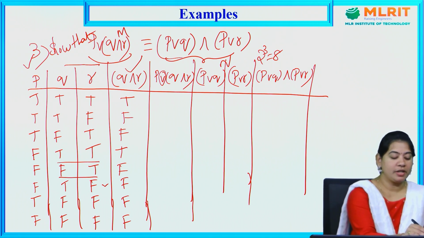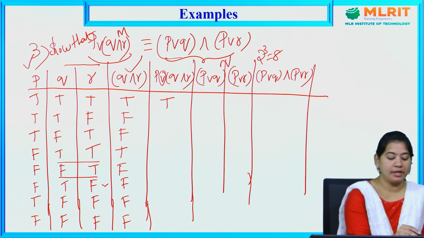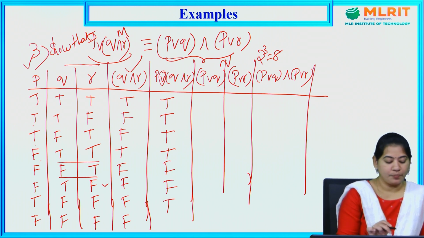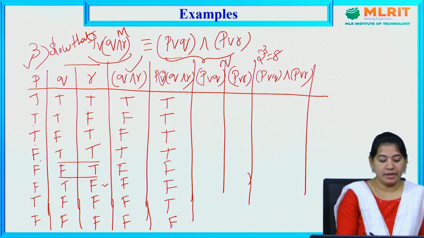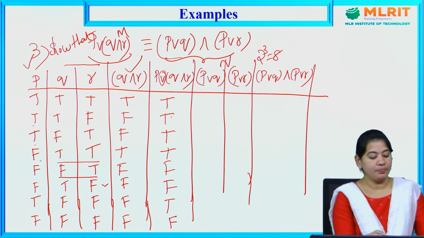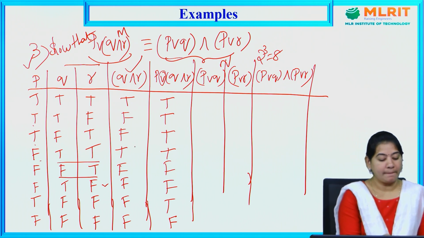So here we have true, true, you'll get true. True, false, you'll get true. True, false, you'll get true. False, true, you'll get true. False, false, you'll get false. False, false, you'll get false. Next, true, false, you'll get true. False, false, you'll get false.